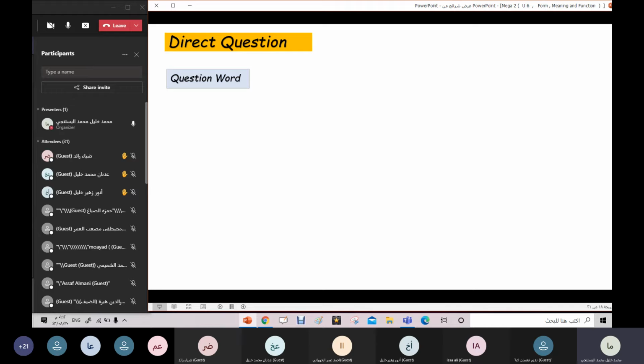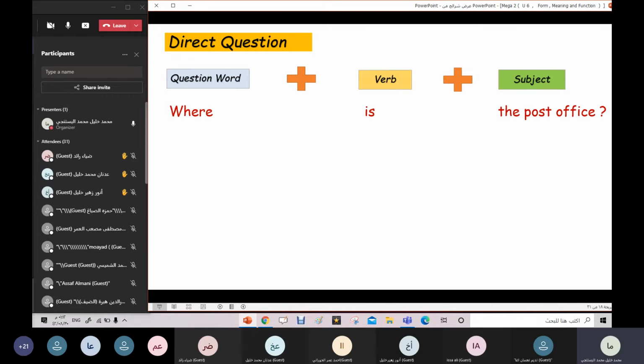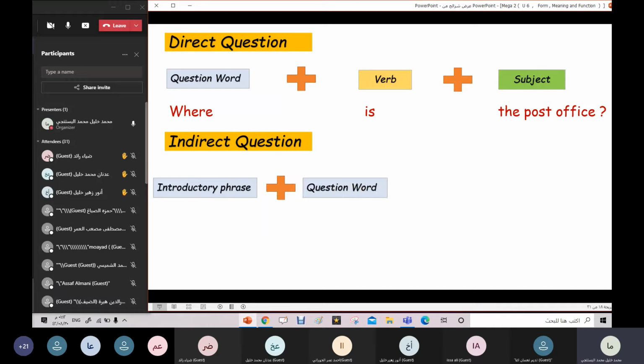I think you studied it before in the elementary stage. Direct questions usually start with the question word plus the verb plus the subject. Look at the example. Where's the post office? This is a direct question. Now, if you want to make it into an indirect question, we have to start with an introductory phrase, like could you tell me, do you know, I wanted to know, etc. Look here, plus the question word, then the subject, then the verb.